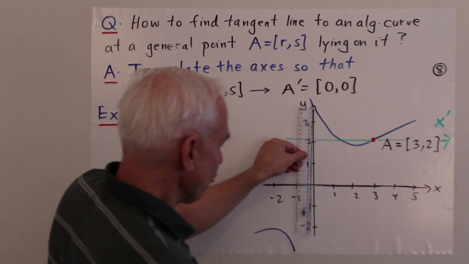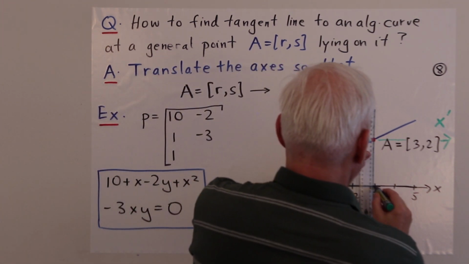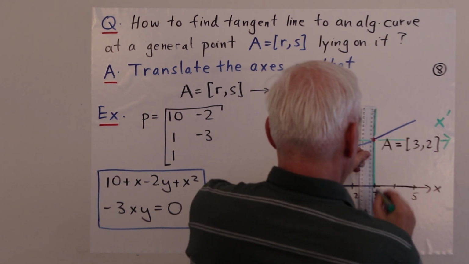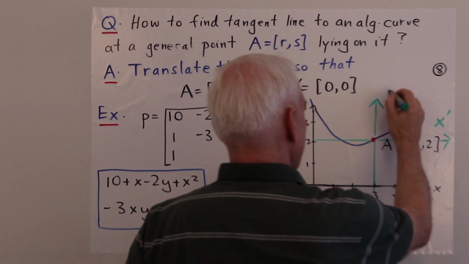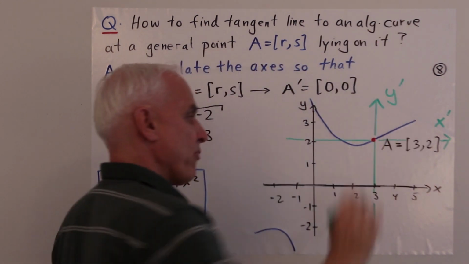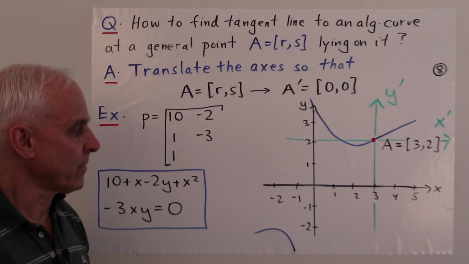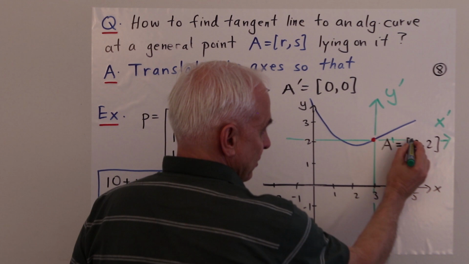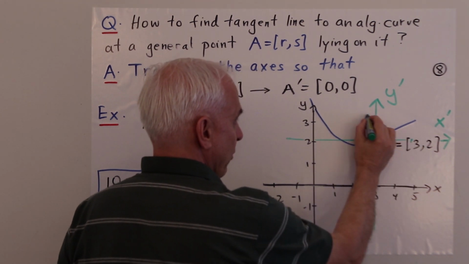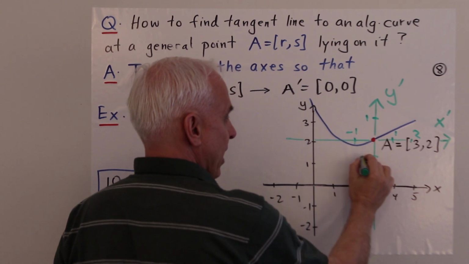And similarly, we're going to translate the y-axis so that it goes through 3. Something like this. All right, that's going to be the new y-axis. We'll call it y prime. And the spacing here, we could just translate that spacing, so it's going to be exactly the same. That would be 1, that would be 1, that would be 2, that would be minus 1, etc.